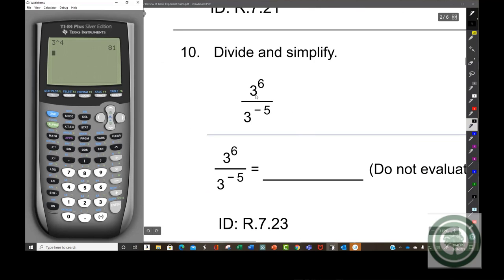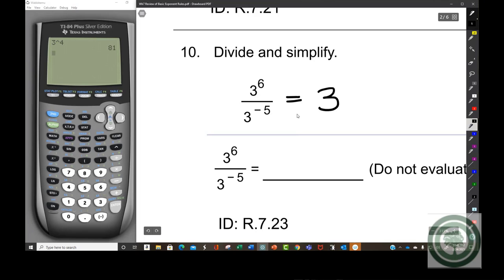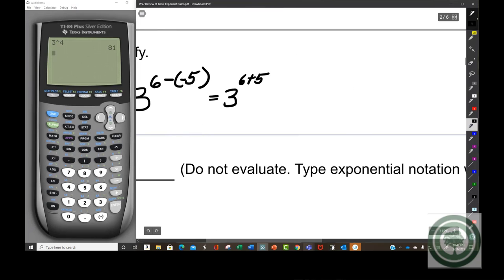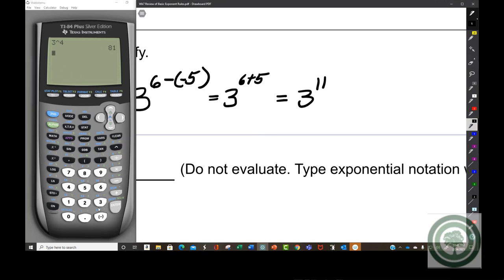Now, watch carefully. We have the same base, 3. The rule says you take the upper exponent and you subtract the lower exponent. 6 minus, and the lower exponent is negative 5. So this is going to be 3 to the 6 plus 5, which is going to be 3 to the 11th power.